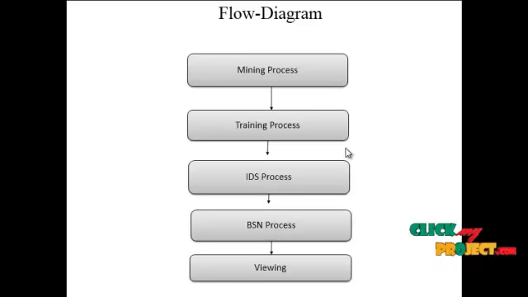This is our project flow diagram. In our project, there are five important modules involved in the process. The first module is the mining process, the second is the training process, the third is the IDS process, the fourth is the BSN process, and the fifth is the viewing process.